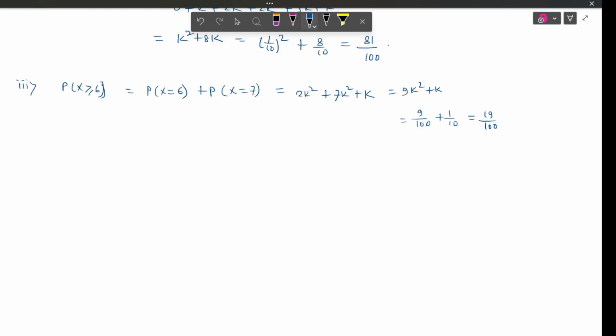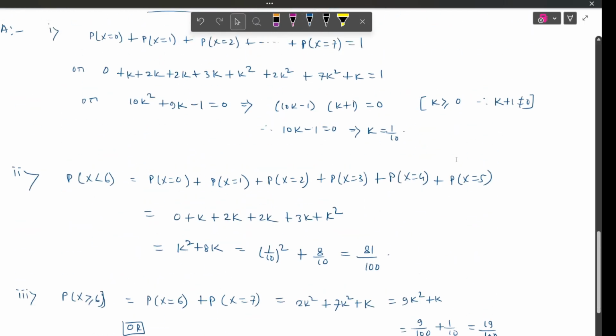Now see, this probability of X greater than or equal to 6, we can find out also in this manner: probability of X greater than or equal to 6 is 1 minus probability of X less than 6. We can find in this manner also. So 1 minus, we have calculated this 81 by 100, that should be 19 by 100. Remember this. You can find it out in this manner also.